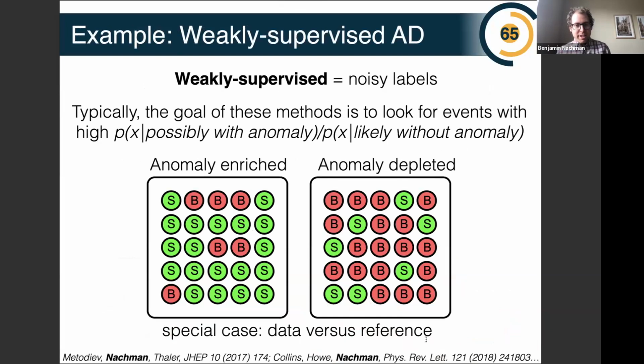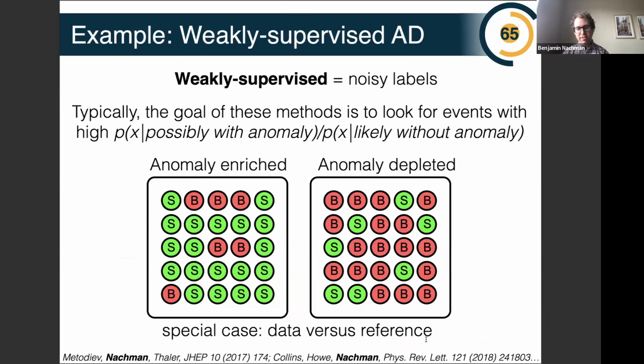So one kind of anomaly detection that's pretty interesting in this context is a statistical kind of anomaly detection that I'm going to call weakly supervised anomaly detection. I didn't invent the name weakly supervised. Weakly supervised means noisy labels. And in the context of anomaly detection, what I mean is that imagine you have access to two data sets. One that is anomaly enriched and one that is anomaly depleted.